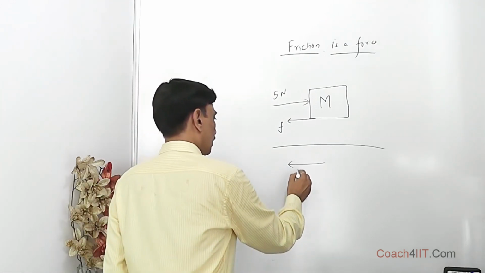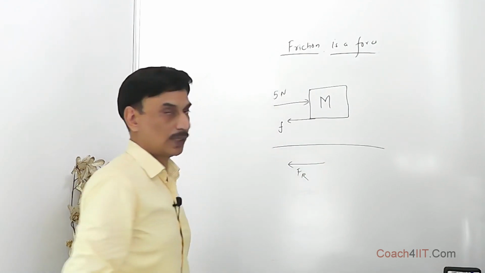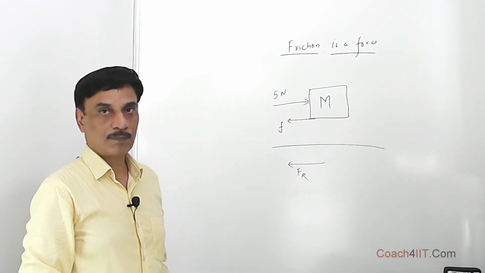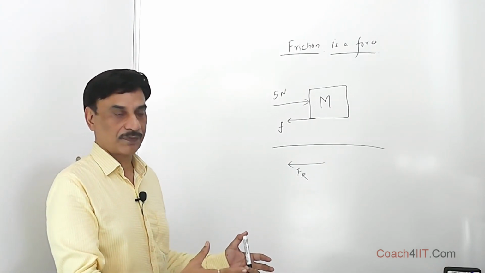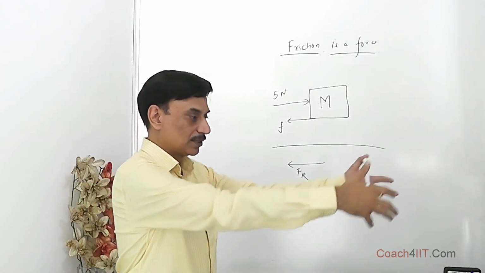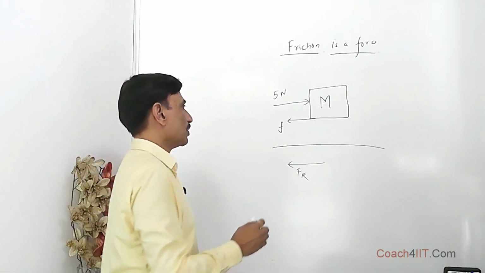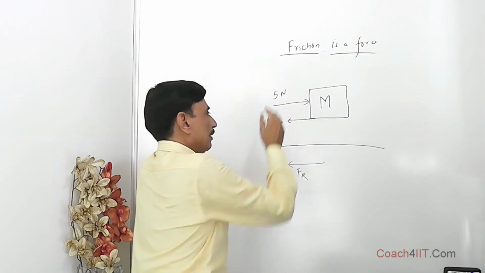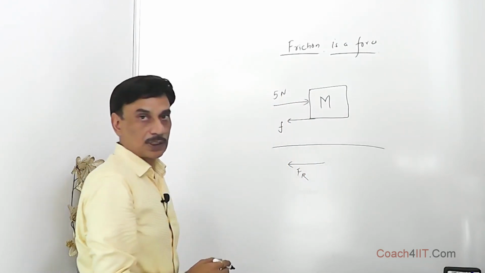If the net force had to be in this direction, the block should have accelerated in this direction. But we have never observed that a block lying on a horizontal surface, when we apply a force this way, starts moving in the other direction. That doesn't happen. So what we say is, when we apply a force of 5 Newton, this block doesn't move because there is a force of friction this way.